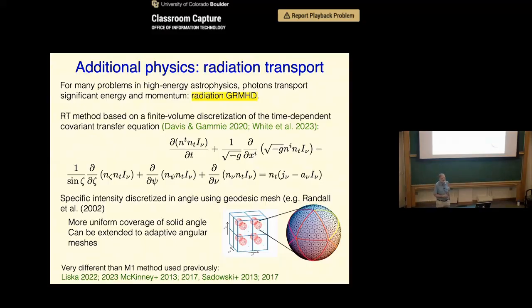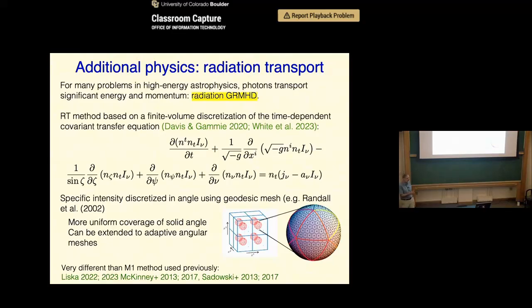First of all, there is an algorithmic issue. It's taken us a long time to develop this module because the first step was writing down the covariant transfer equation in a form that could be solved conveniently using known numerical methods. And that form is this flux divergence form.